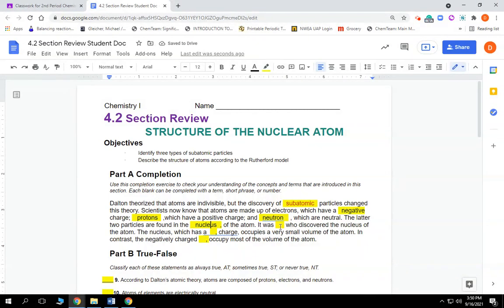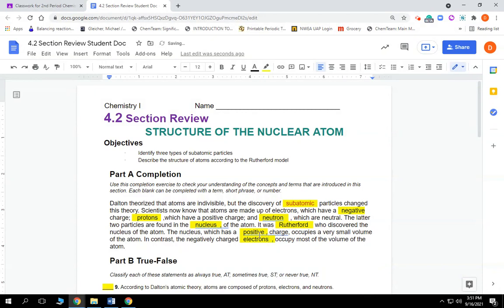of the atom. It was Rutherford who discovered the nucleus of the atom. The nucleus, which has a positive charge, occupies a very small volume of the atom. In contrast, the negatively charged electrons occupy most of the volume of the atom. So really, most of the volume is empty space.